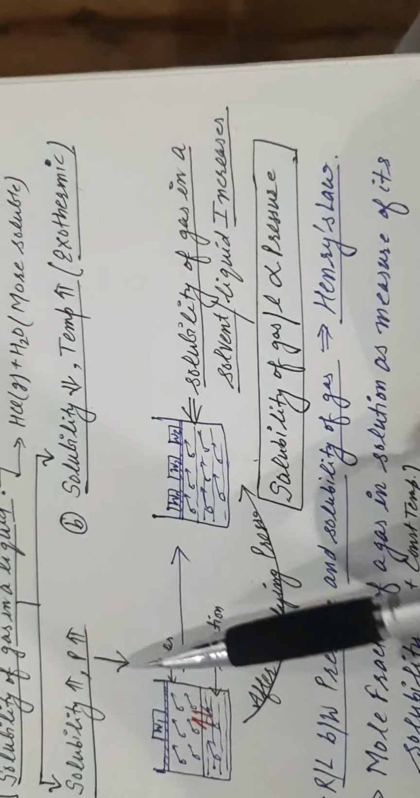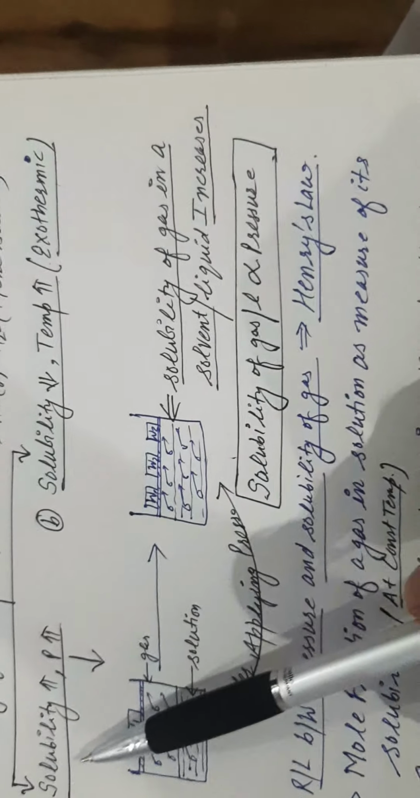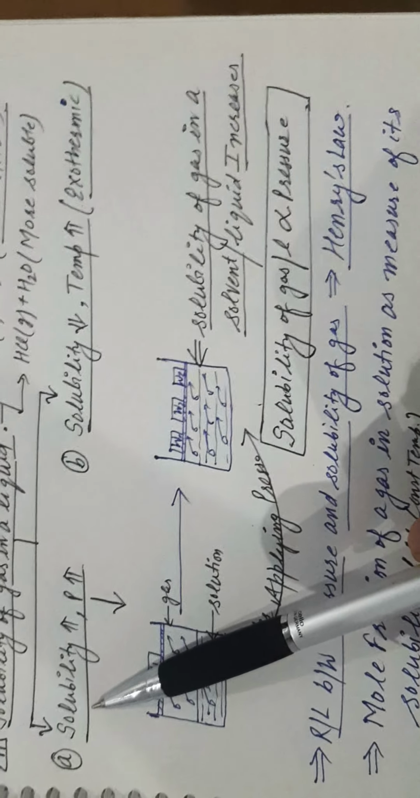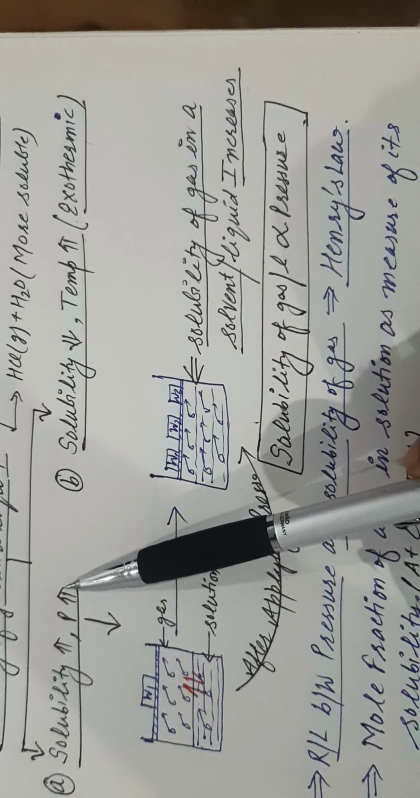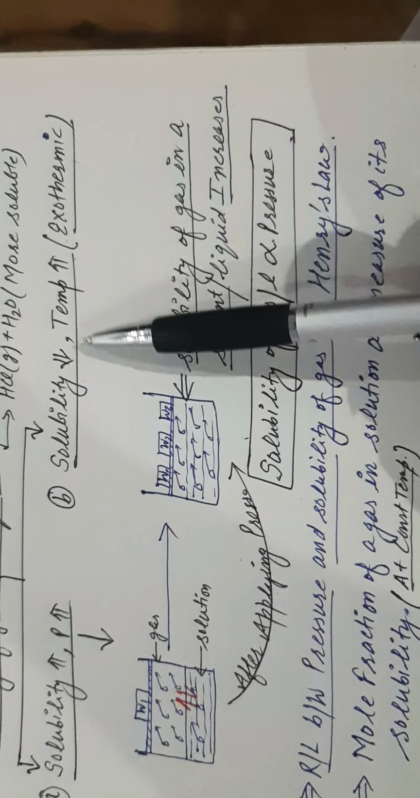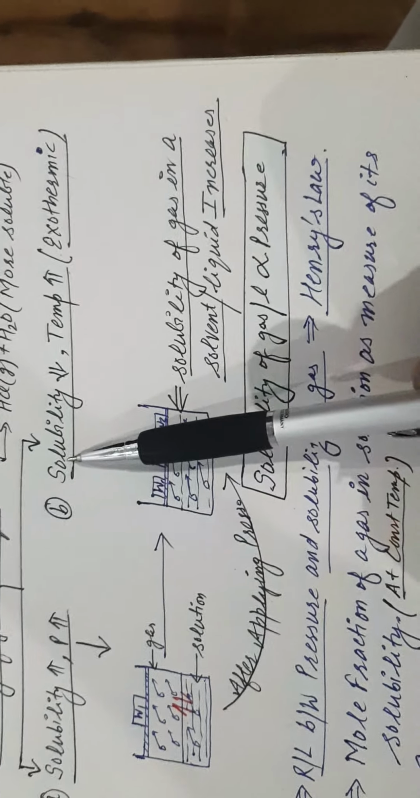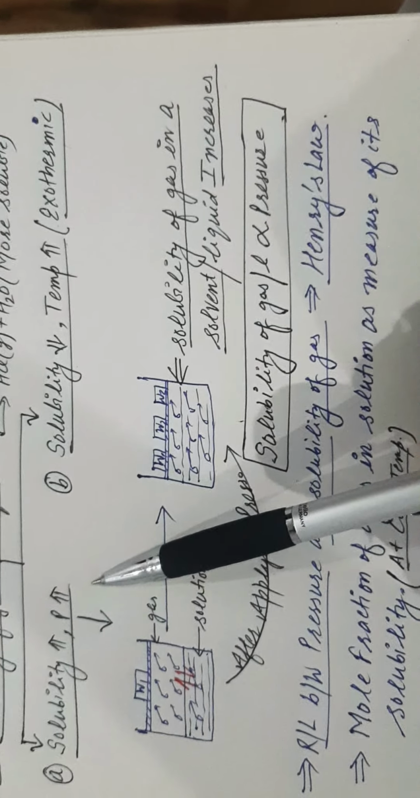The solubility of a gas in a liquid further depends on two factors. First one is the pressure: solubility increases as you increase pressure, and solubility decreases as you increase temperature. For the solubility of a gas in a liquid, so two factors. First one is the pressure.